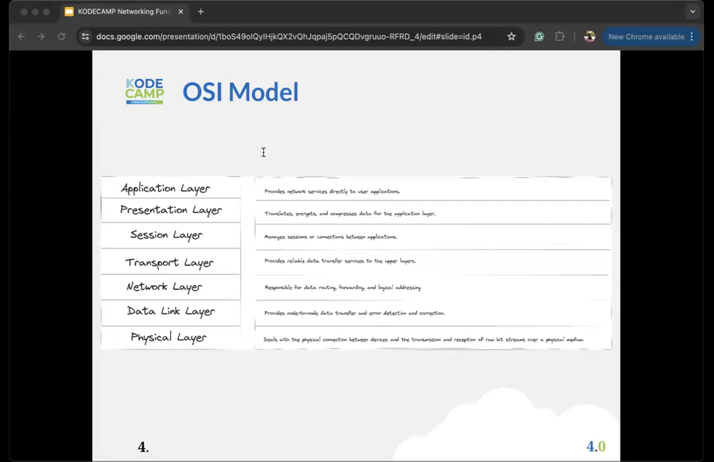The data link layer then establishes communications between physical components, physical nodes, right? Physical components of the network. It works with various protocols on a physical layer.